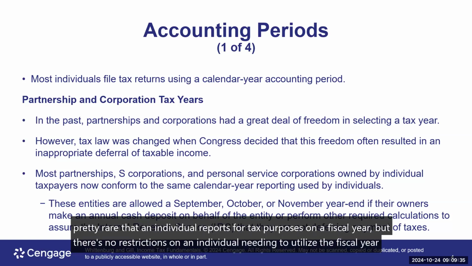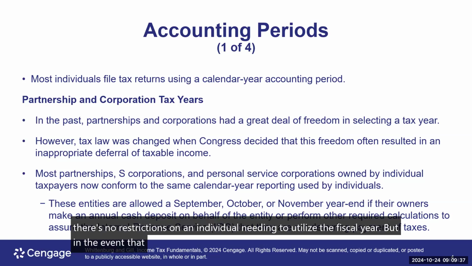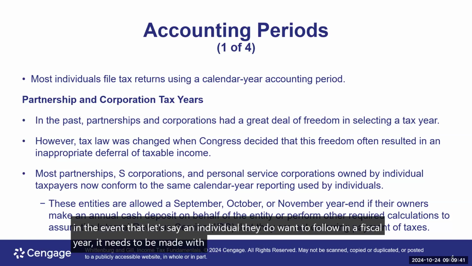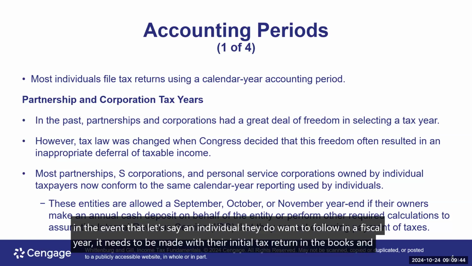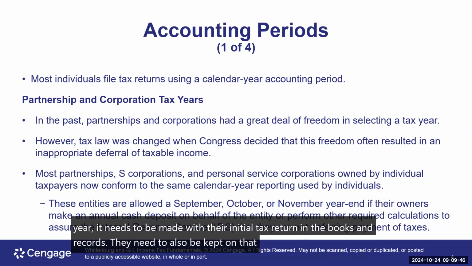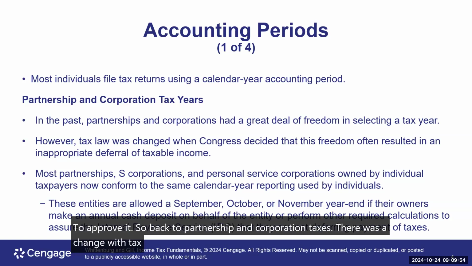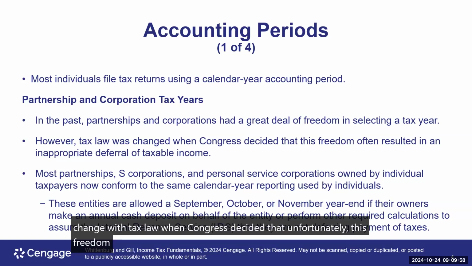But in the event that an individual does want to file on a fiscal year, the election needs to be made with their initial tax return, and the books and records also need to be kept on that basis. Also, the IRS will need to approve it. So back to partnership and corporation taxes, there was a change in tax law when Congress decided that unfortunately this freedom often resulted in an inappropriate deferral of tax income.